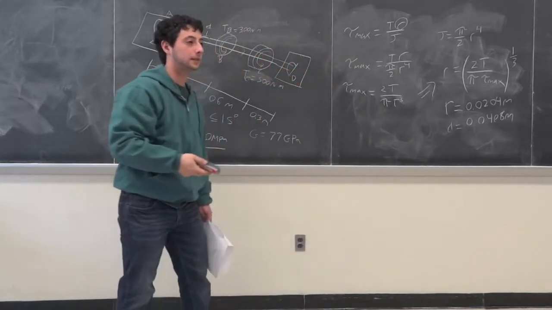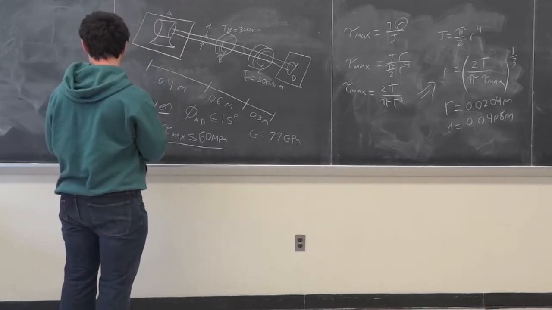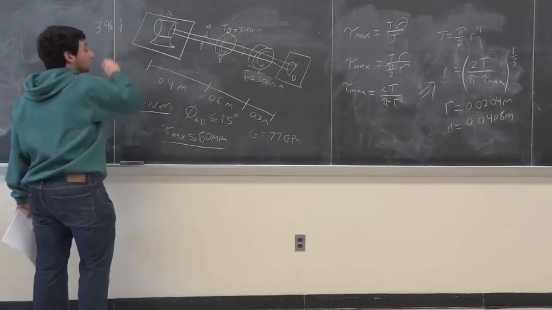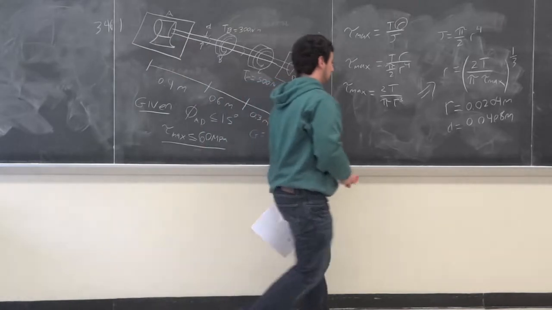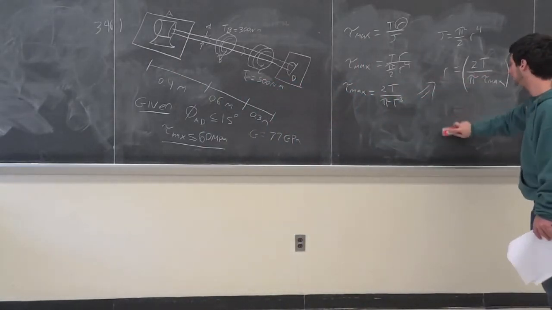What problem is this? It's 3.46. Okay. All right. So now we have to get rid of this because we have to find the next diameter.